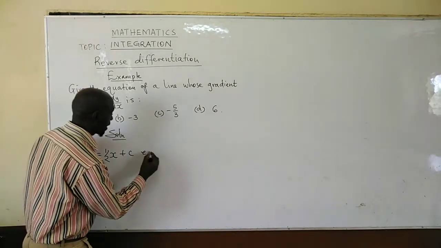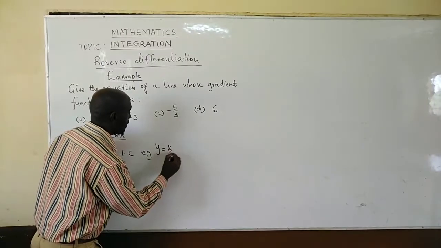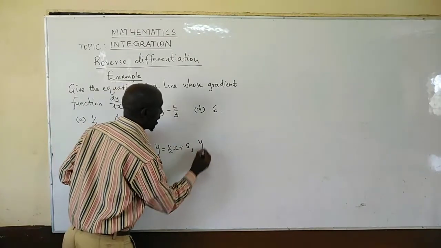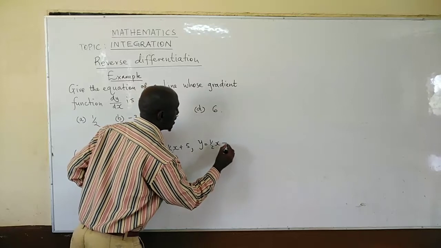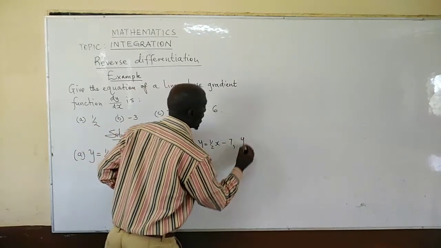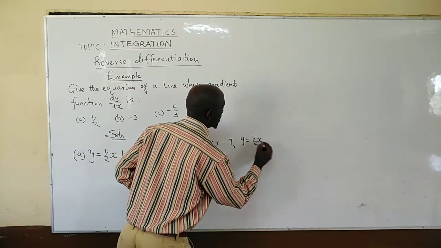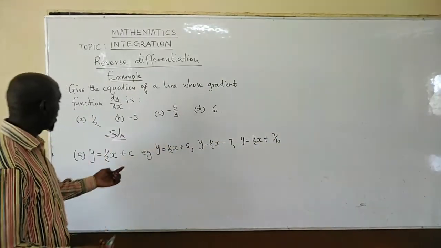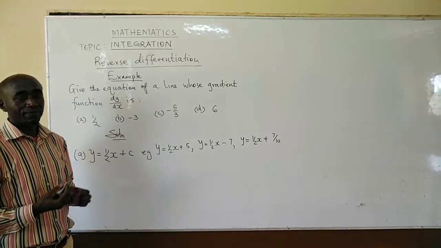For example, it can be y is equal to a half x plus 5. It can be y is equal to a half x minus 7. It can be y is equal to a half x plus 7 over 10. It can even be a fraction. So this c can take any value.